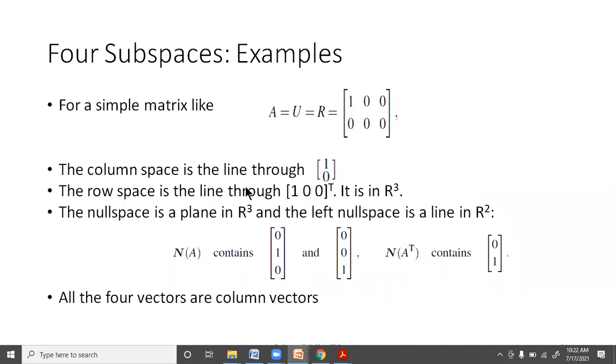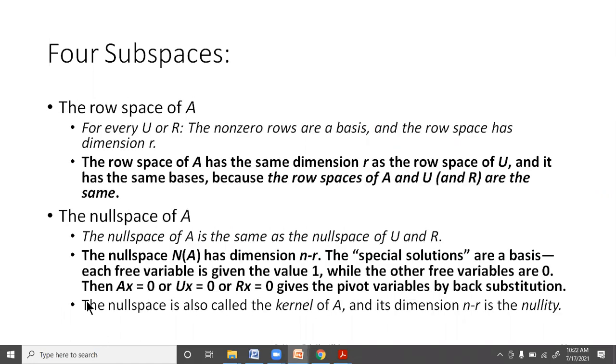In this case, because we have 2 free variables, we'll have 2 columns. So the null space will be C1 times this plus C2 times this. Similarly, for the left null space, take the transpose of this and find it, and that will have only a single vector. So all the 4 vectors are column vectors. This is very much important. All the 4 vectors are column vectors.